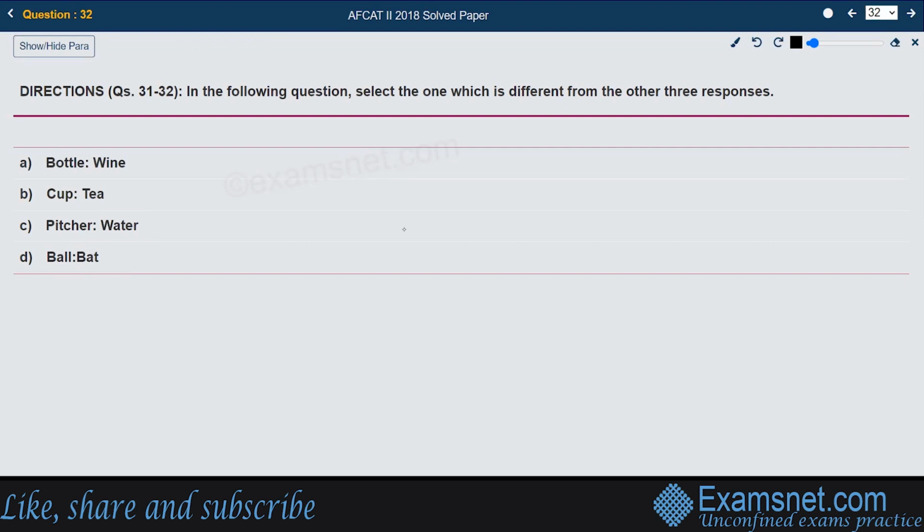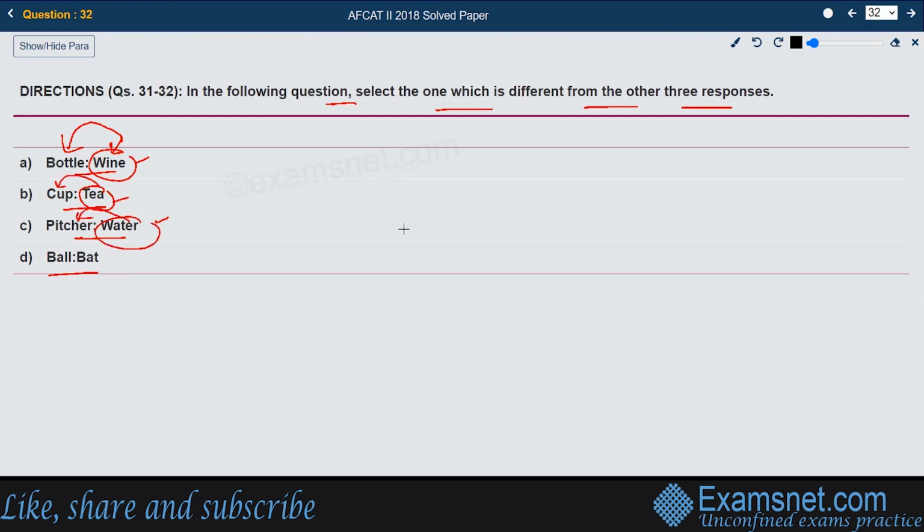Now let us see the next one. In the next one, he says, in the following question, select the one which is different from the other three responses. So bottle and wine, cup and tea, pitcher and water, ball and bat. If you see A, B, and C, the second thing is being held by the first thing. Wine is held by the bottle, tea is held by the cup, water is held by the pitcher.